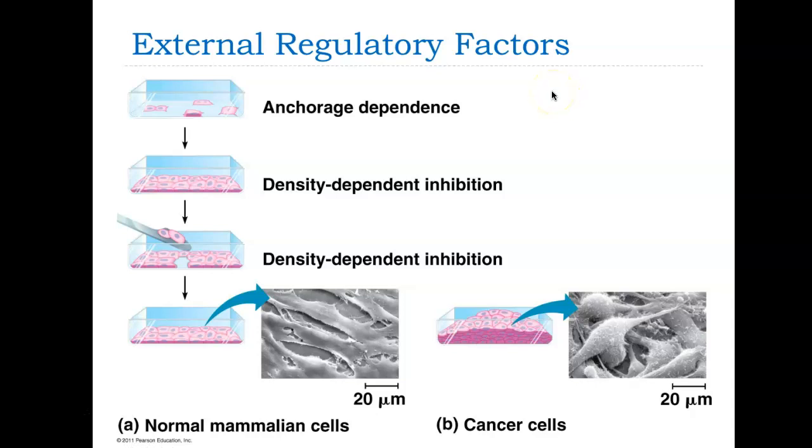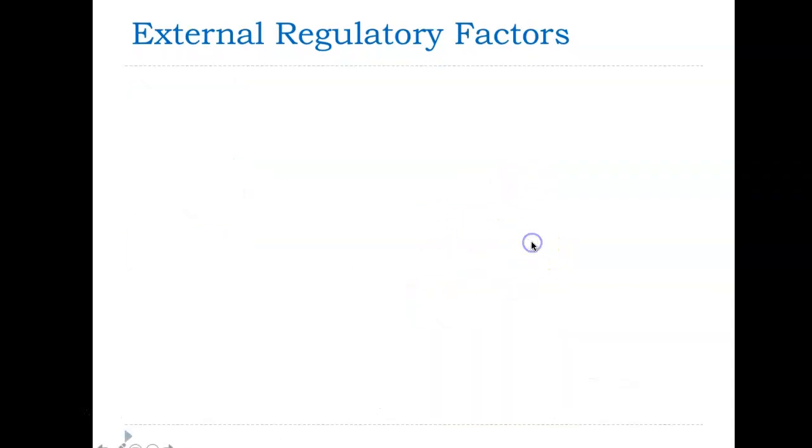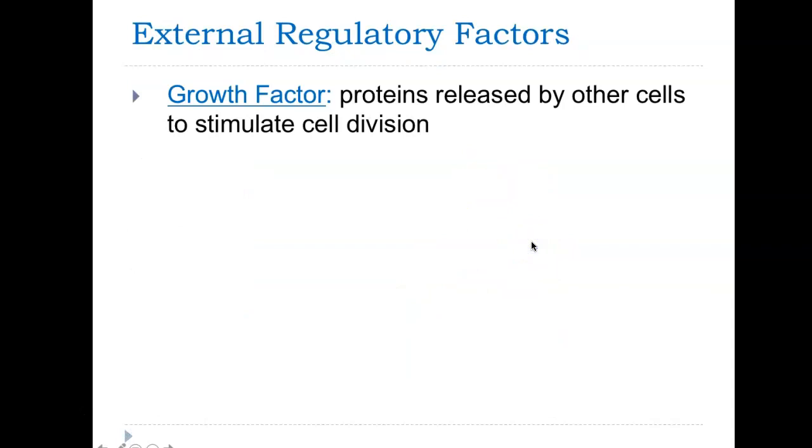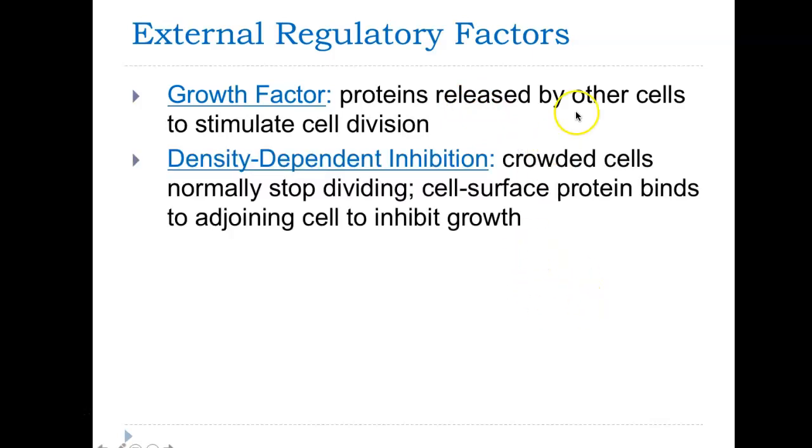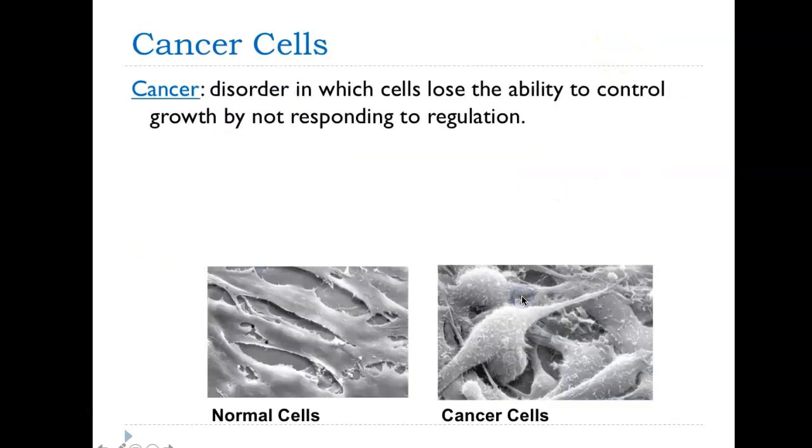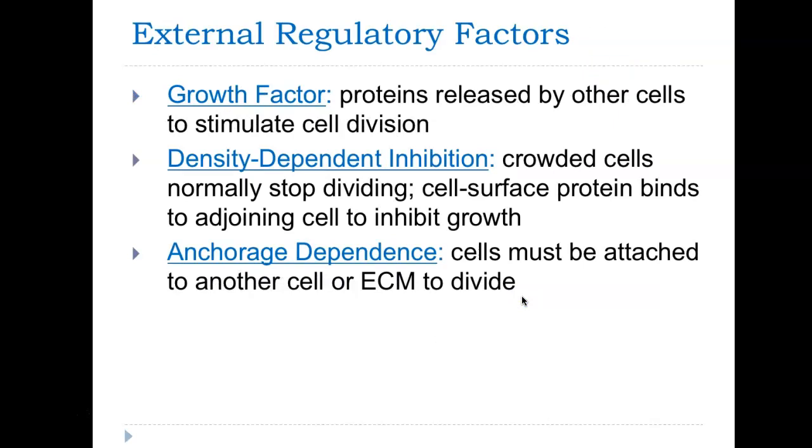Next, we have external regulatory factors. And we have three: growth factor, anchorage dependence, and density dependence. So growth factors are proteins released by other cells that stimulate cell division. So that's going to cause a cell to divide. Okay. Then we have density dependence, and then we have anchorage dependence. So this is just showing you the three things. So there's three external regulatory factors. Growth factor, which is a signaling molecule released by other cells that cause the cell to divide.